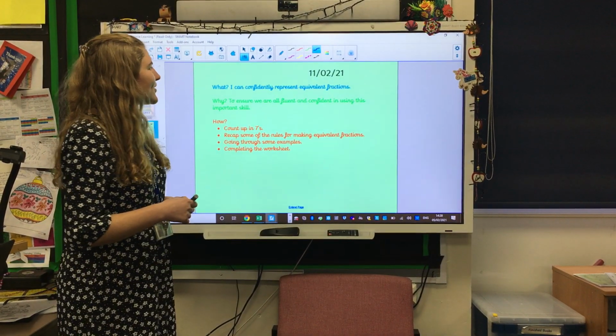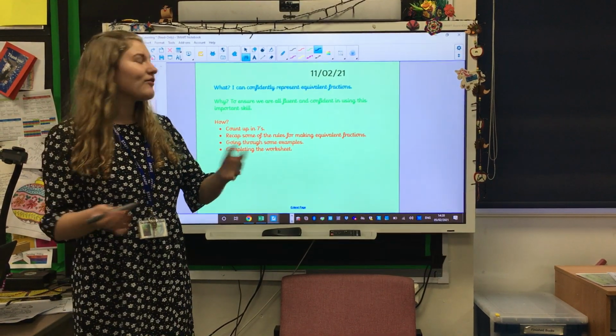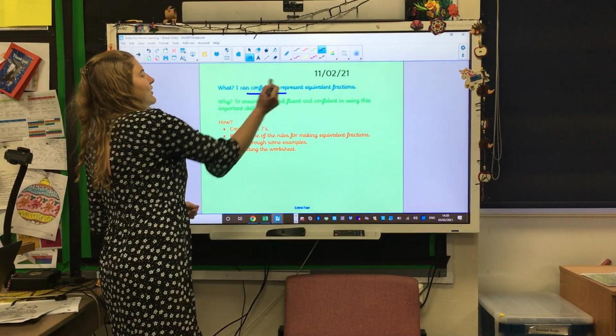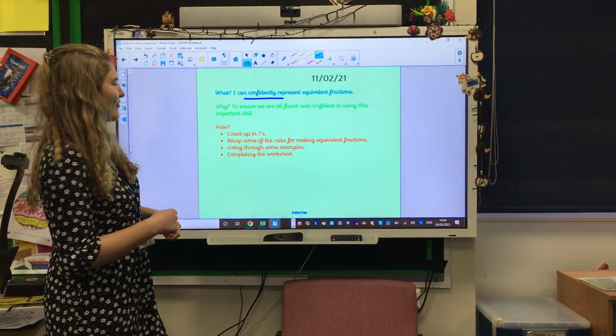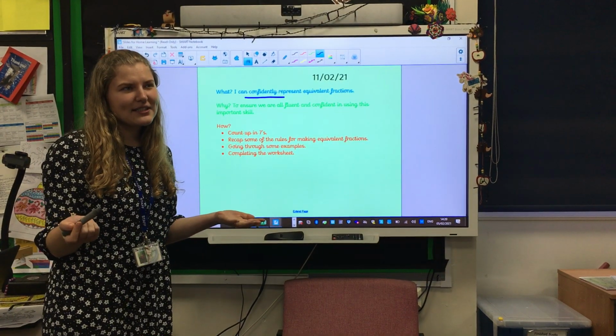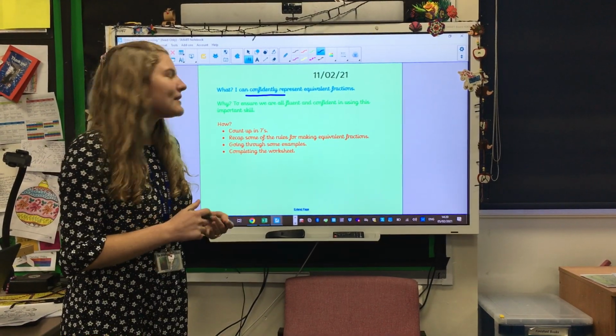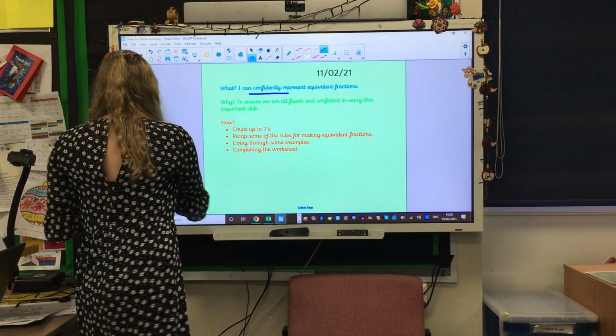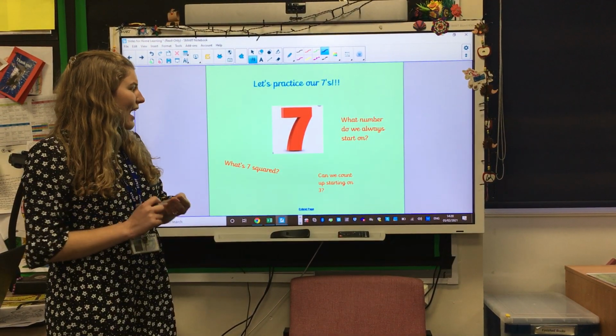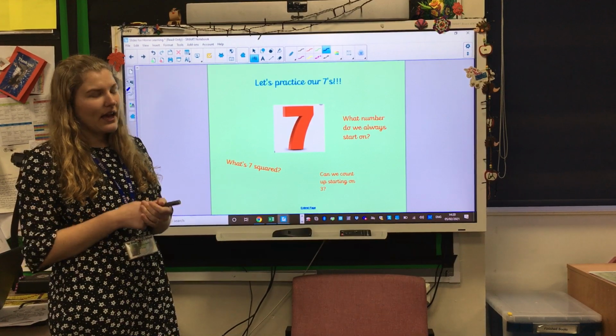Today we are going to do a little bit more work on equivalent fractions, and we are going to confidently represent equivalent fractions. So even if you found yesterday's a bit tricky, today you're going to practice it a little bit more. Okay, so to begin with, we are going to count in sevens, okay?